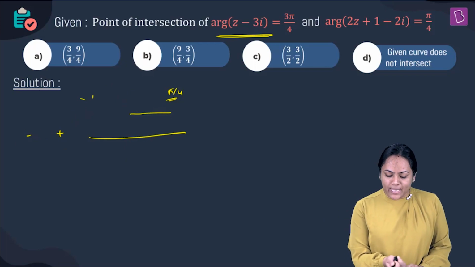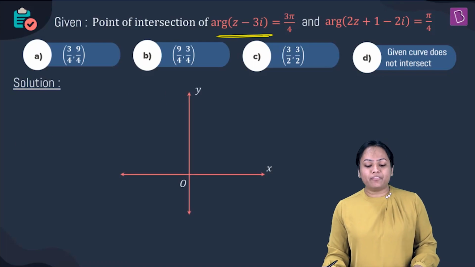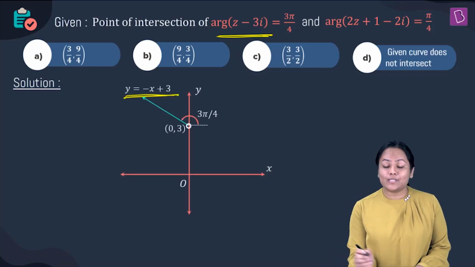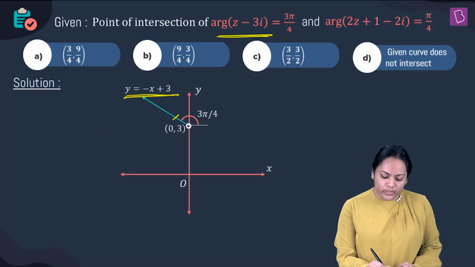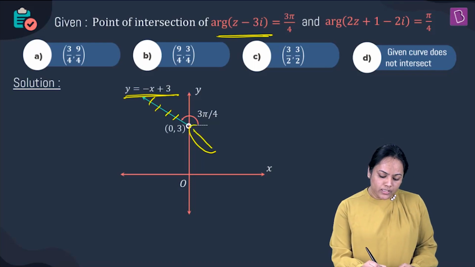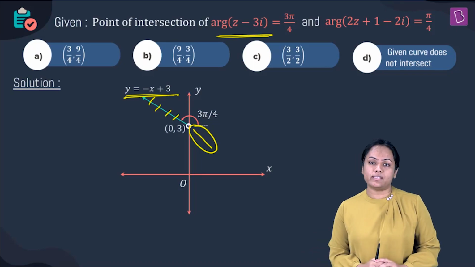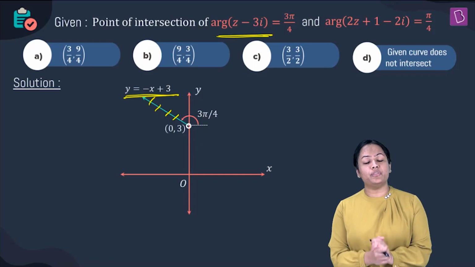So we have got that my first curve actually represents a ray which is emanating from point 0 comma 3, and the equation of this ray is y is equal to minus x plus 3. You have to remember z is lying only in this portion. It is not below 0 comma 3 on the first quadrant side, right? Okay, so this will be my locus of z by the first curve.